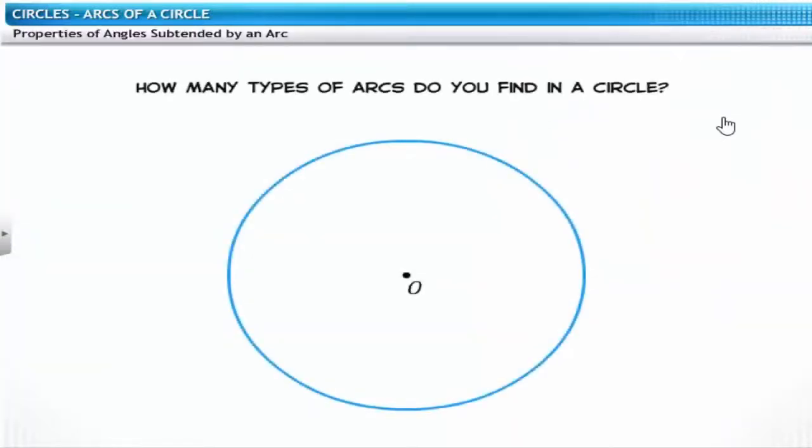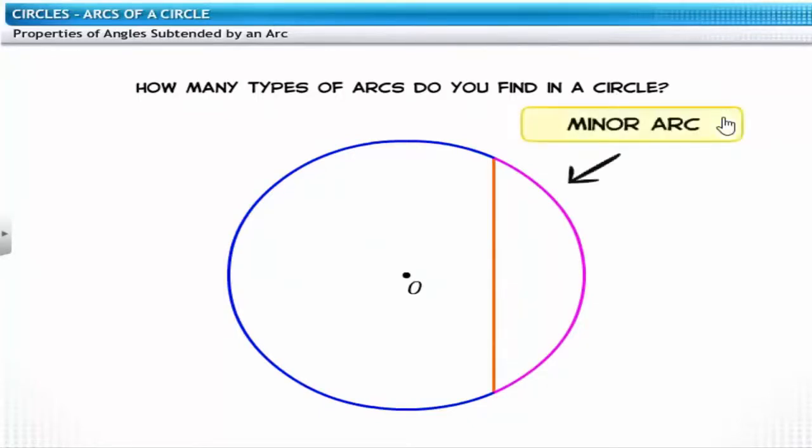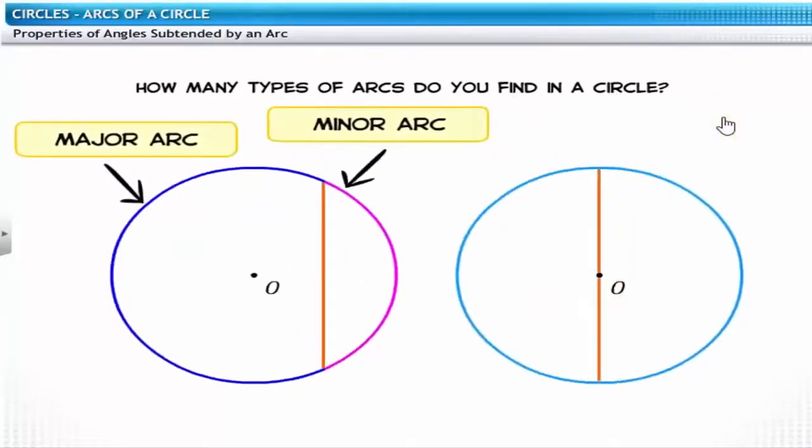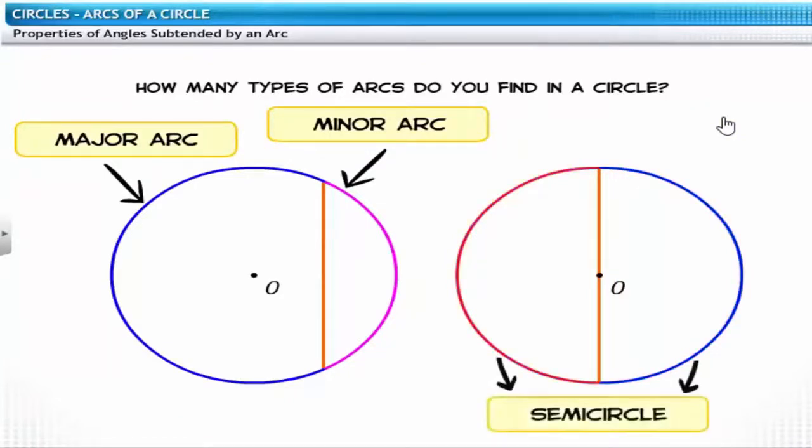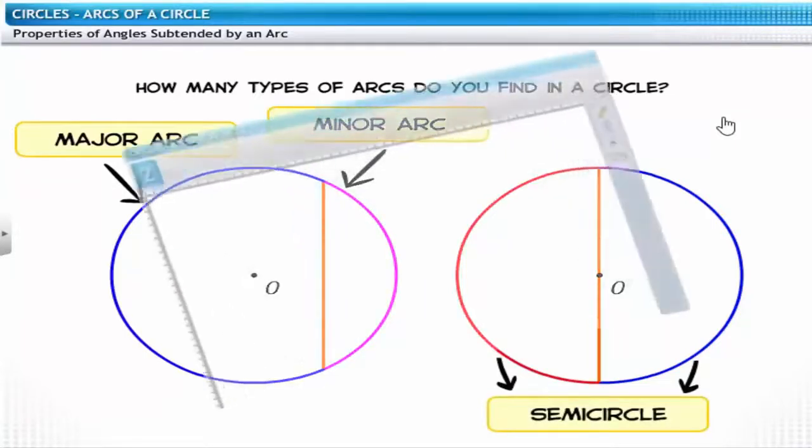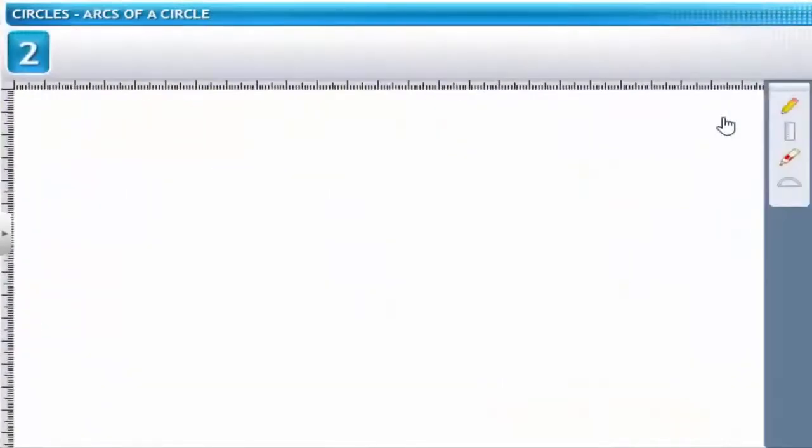How many types of arcs do you find in a circle? A chord divides a circle into 2 arcs. The shorter arc is called minor arc, while the longer one is called major arc. If the chord is the diameter of the circle, it divides the circle into 2 equal arcs, each of which is called a semicircle. Next, we'll discuss the theorems related to arcs.